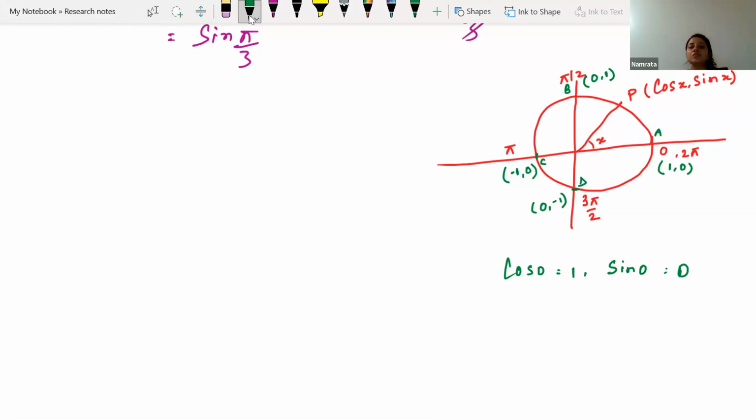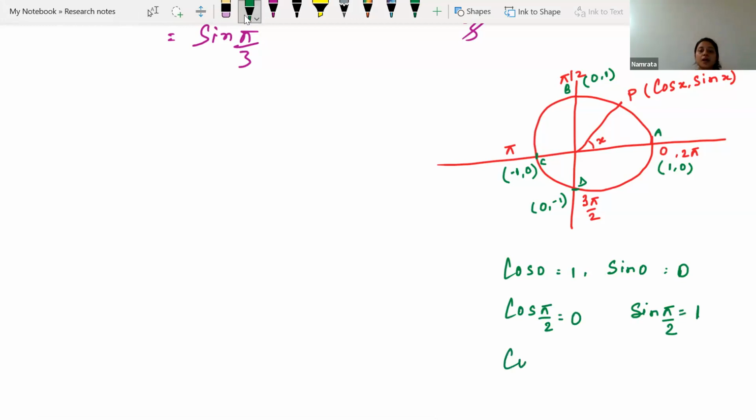Similarly, when P goes and coincides with point B, that is cos pi by 2 and sin pi by 2, at that time the y value is 1 but the x value is 0. That means cos pi by 2 is 0 and y is 1, so sin pi by 2 is 1.